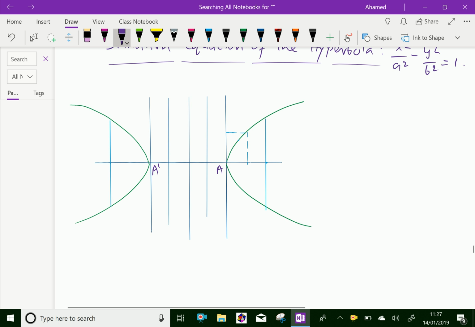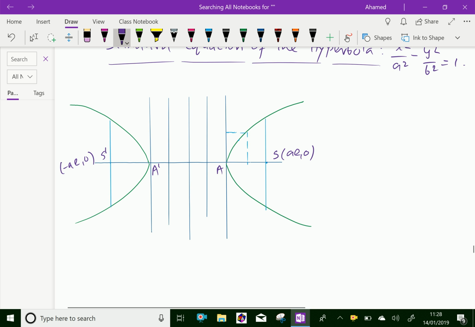Then this point S is the focus and S dash is also a focus. The coordinates of S are ae, 0. Here S dash is minus ae, 0.